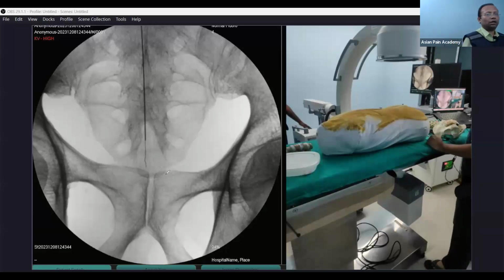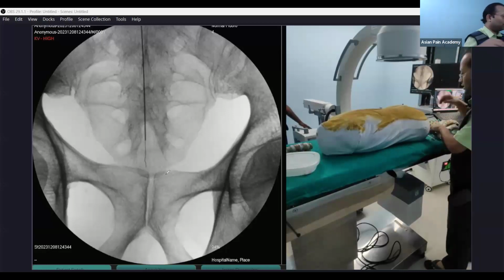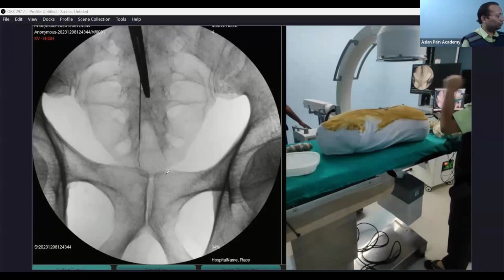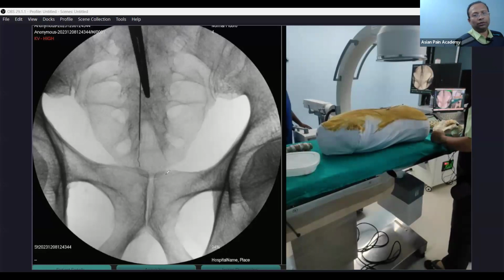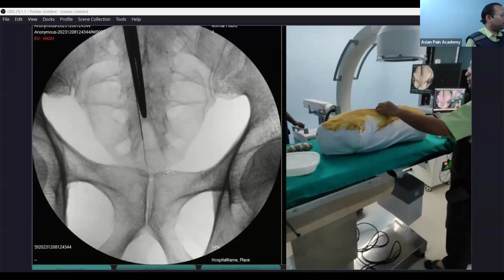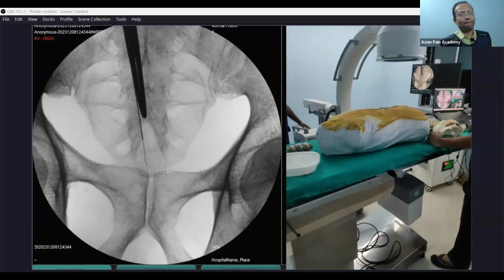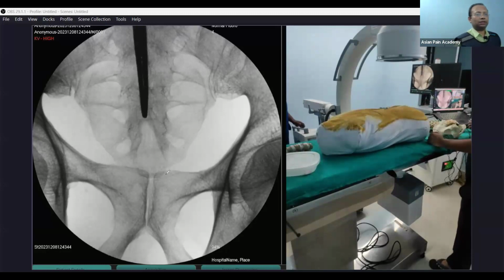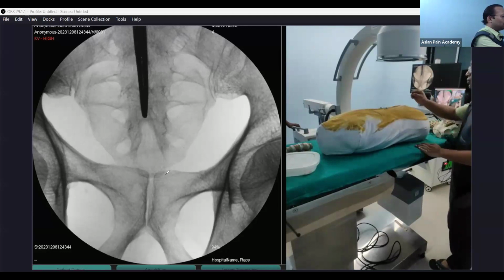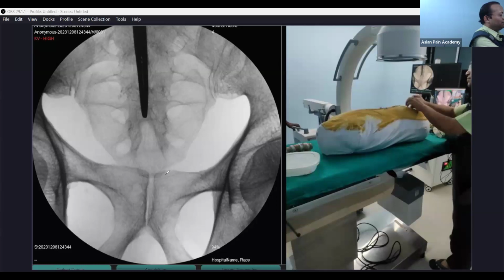Okay, so now I show you, let me find the tip of the caudal canal. Shoot. Okay, so this is the tip of the caudal canal, and I will make it straight. Okay, shoot. Okay, so this is a straight line, and this is the tip of the caudal canal. So I will start from nearly 3 centimeter below the caudal canal. Okay, shoot.